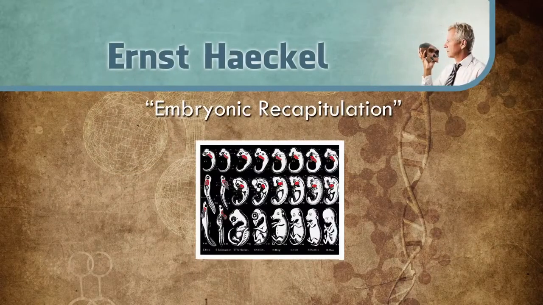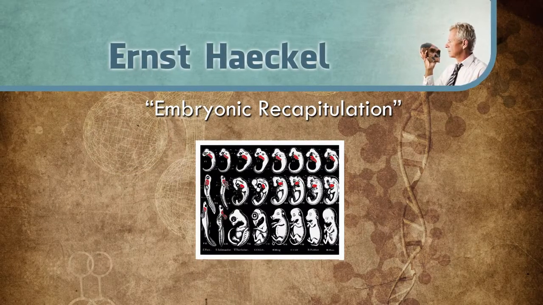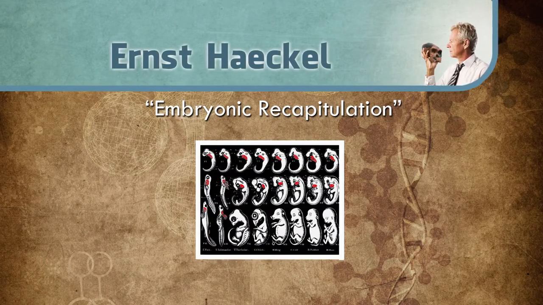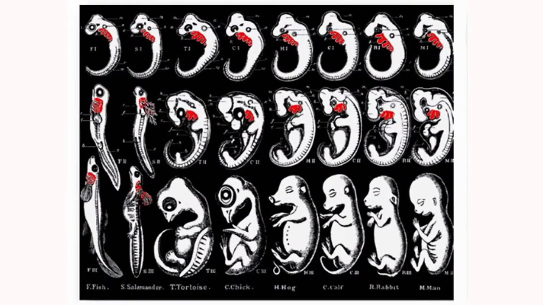Ernst Haeckel, German biologist and avid supporter of Charles Darwin, popularized the theory now known as embryonic recapitulation. And he drew charts like the one shown. Embryonic recapitulation, called the biogenetic law by Haeckel, not to be confused with the law of biogenesis, but the biogenetic law. This is the idea that embryos, as they develop in the womb, repeat the evolutionary development of their species.